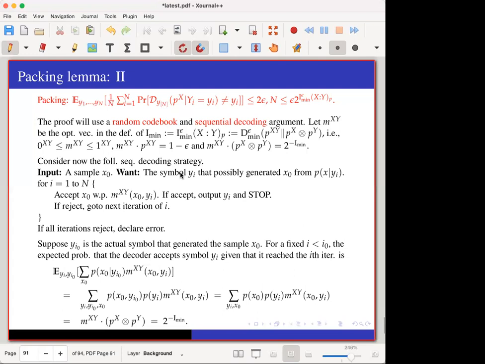So consider now the following sequential decoding strategy. The input is a sample x0. Remember, for the packing lemma, I would design this decoder.